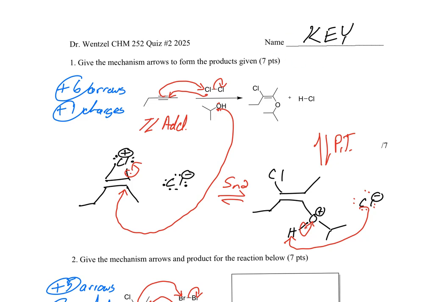Quiz 2 key, alkyne, Cl2. Things I saw, people forgot, right, that you need that third arrow. There should be no carbocation here. Third arrow, again, somebody might ask, well, wait a second.